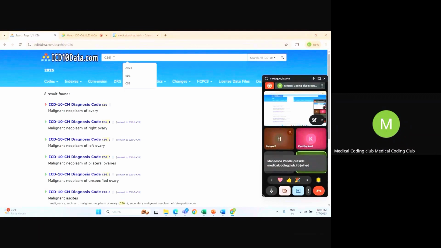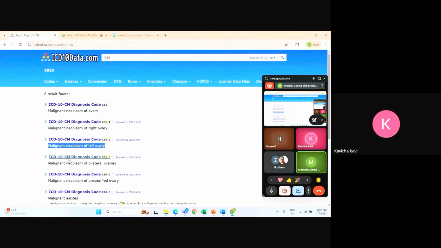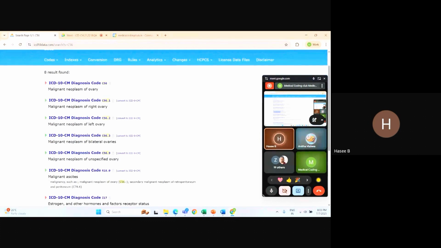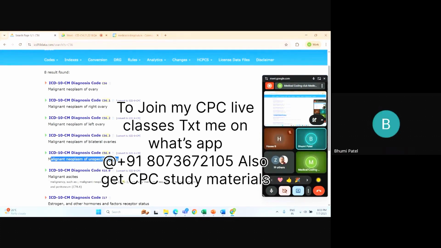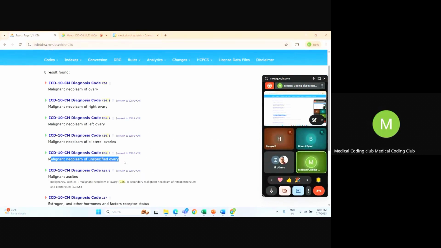So under C56, you can see we have two codes, malignant neoplasm of right ovary, malignant neoplasm of left ovary. But I don't have a laterality specified in my question. So what would I say? Unspecified. C56.9, which is malignant neoplasm of unspecified ovary. But if they mention primary cancer on both right and left ovary, we can go with bilateral, malignant neoplasm, bilateral ovaries.